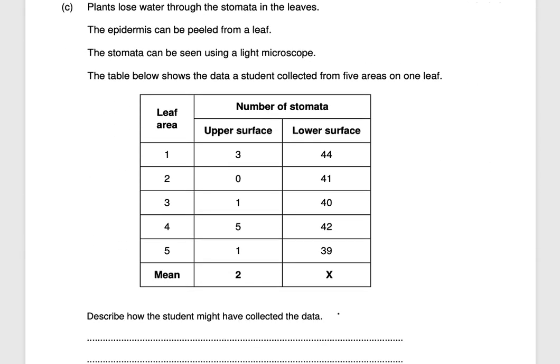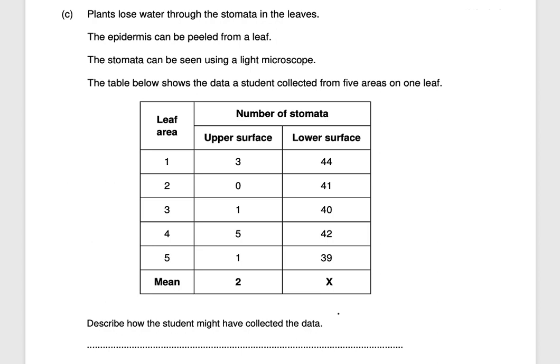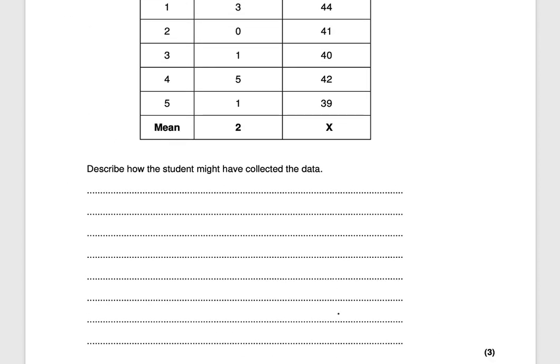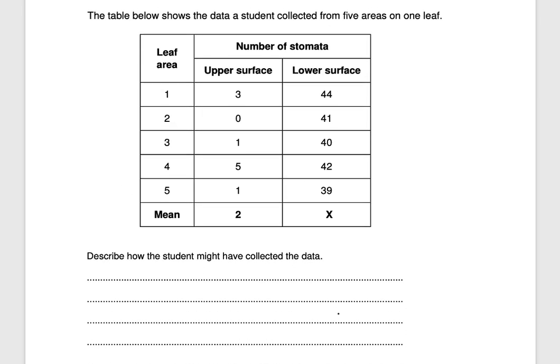Okay, next question. So it says plants lose water through the stomata in the leaves. The epidermis can be peeled from a leaf. The stomata can be seen using a light microscope. The table below shows the data a student collected from 5 areas on one leaf. So we're given the data there. It says describe how the student might have collected the data. So we need to write a method for 3 marks of how the student could have collected this data.